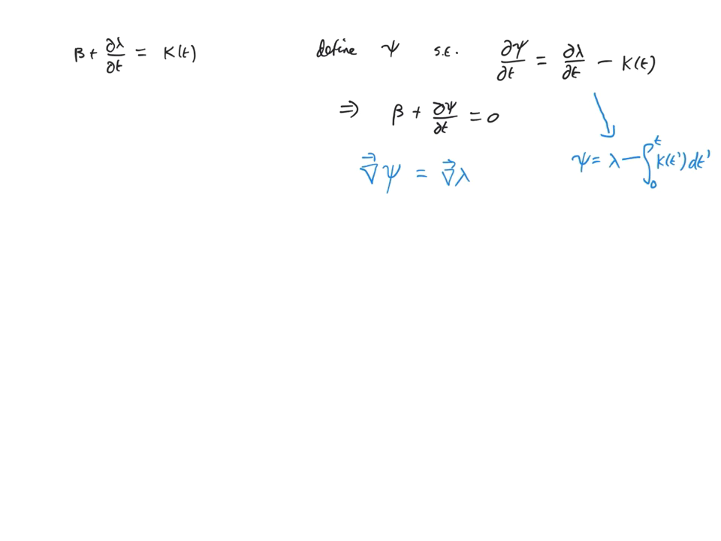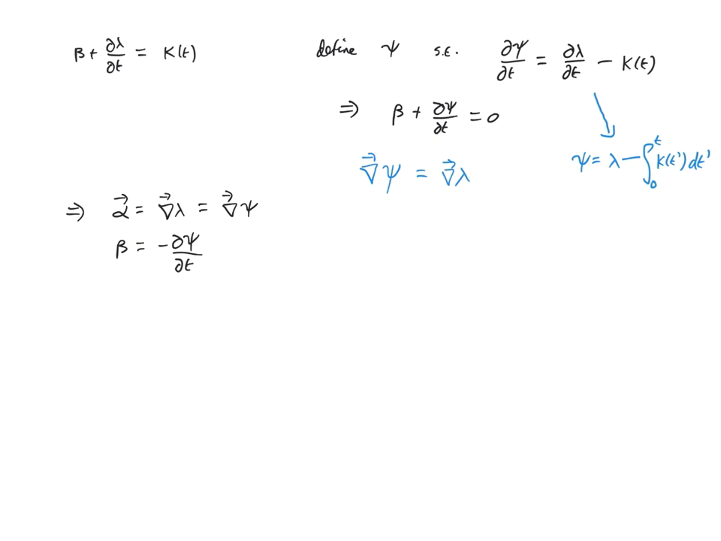Okay, so we can now put this back into our original expressions for the potentials. Previously, we had that alpha was equal to the gradient of lambda. We now have just shown that this is equal to the gradient of psi. And we have that beta is equal to minus d lambda by dt.